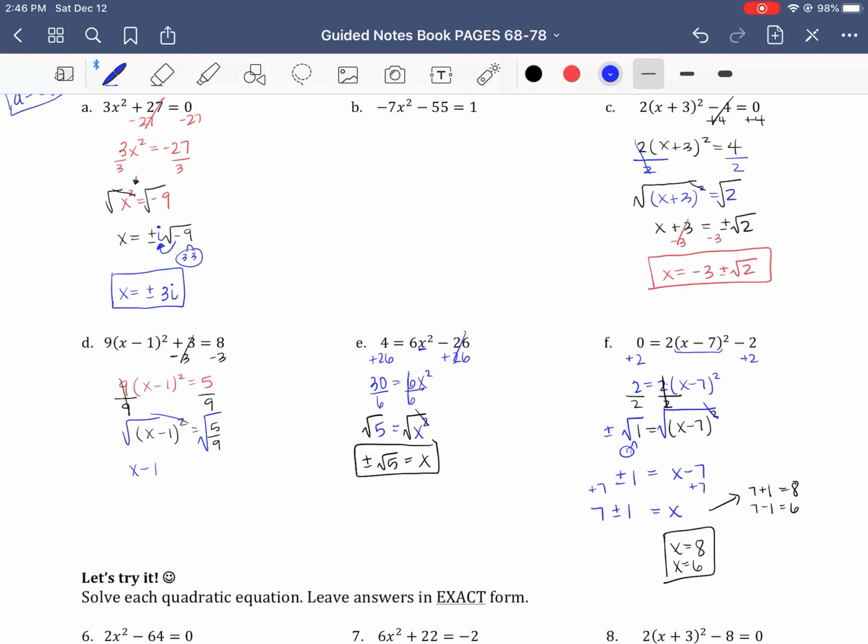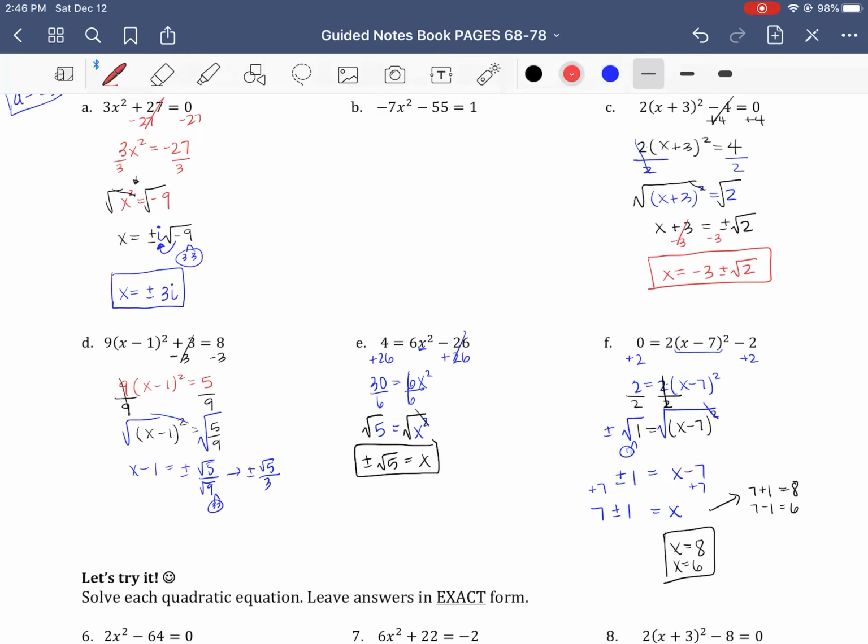When we do that, we get x minus 1, because that cancels with the squared. And we get plus or minus the square root of 5/9. Now remember, when you do the square root of a fraction, it's really the square root of the top over the square root of the bottom. So we can split that up. And essentially, that would be the same thing as plus or minus the square root of 5 over the square root of 9, which is 3.